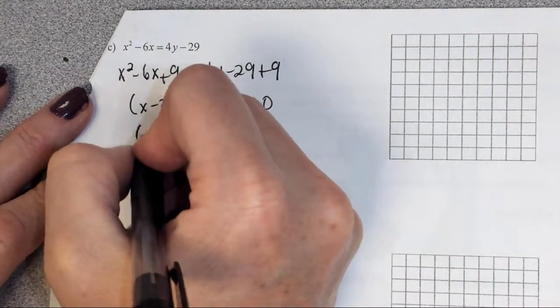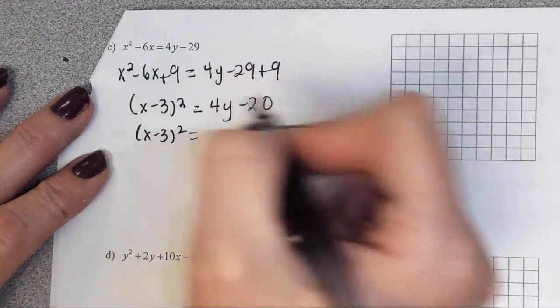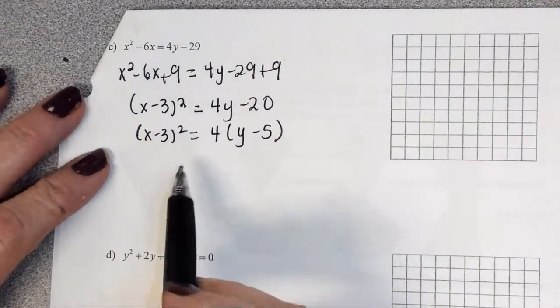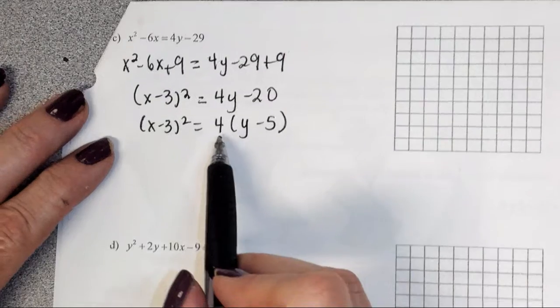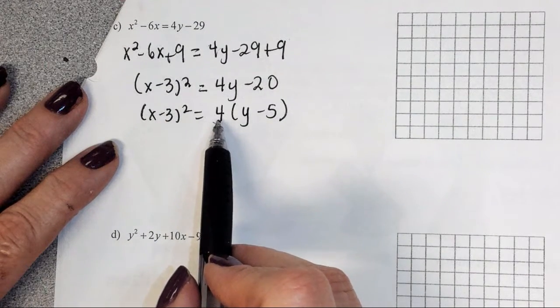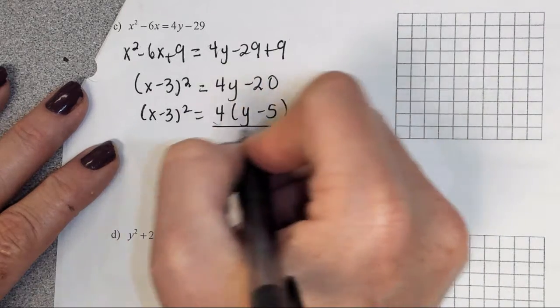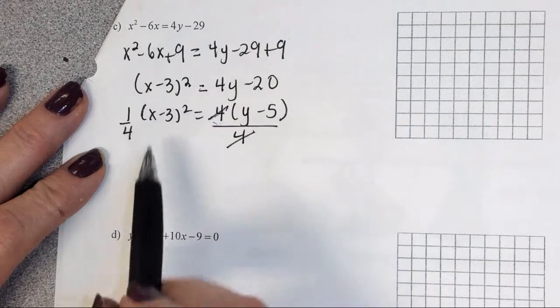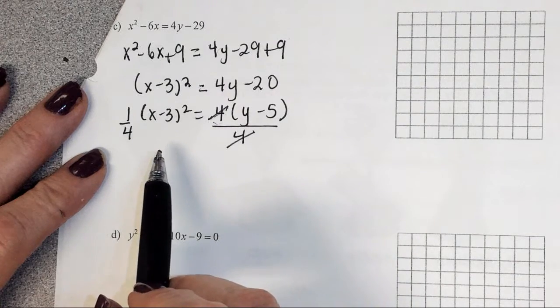Okay, so now I'm going to have x minus 3 squared, and this is going to be 4 times y minus 5. Based on that form I have to have, I want to have my squared term over here, and so this needs to be a 1. So I'm going to divide both sides by 4. And so now I have it in the correct form.